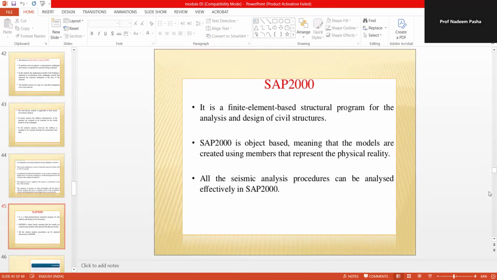SAP 2000. It is a finite element based structural program for the analysis.